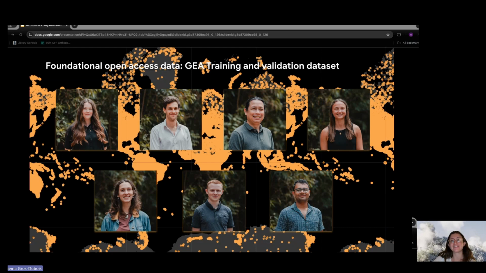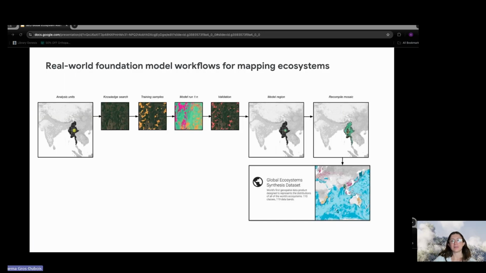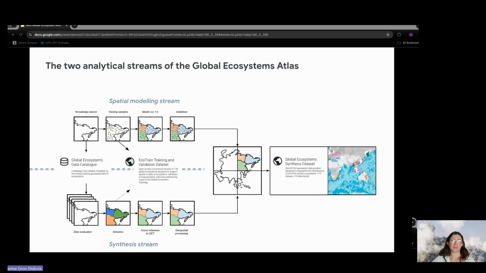And they've collectively annotated over 30,000 points so far. The training points are then fed into the modeling pipeline to generate first cut maps, which are iterated and improved until they can be ingested into the synthesis map to fill in the gaps. So, by having these 2 analytical streams, the spatial modeling stream at the top, which I've just discussed, along with the synthesis stream, which I spoke of earlier in the presentation, which relies on existing data, we're able to produce this comprehensive filled-in baseline of ecosystem extent at the global scale.